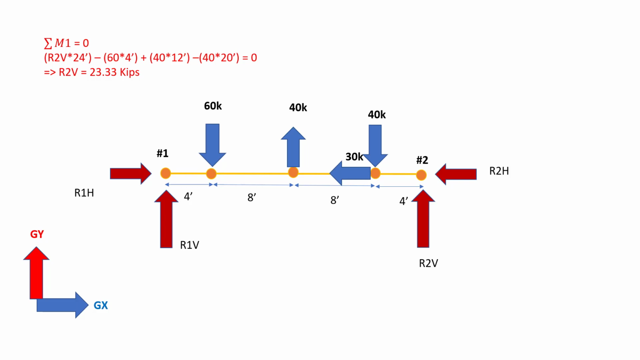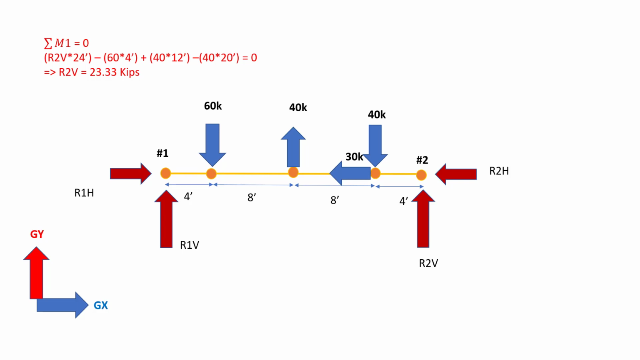So R2V about node number 1 will create an anticlockwise moment. So we'll consider this as positive. The distance from node number 1 would be 24 feet. So we have R2V multiplied by 24 feet. And then we have the 60 kip load, which is acting at 4 feet away from node number 1. And thus, the moment created would be 60 multiplied by 4. And since the rotation would be clockwise, we have put in a negative term in front of the expression.